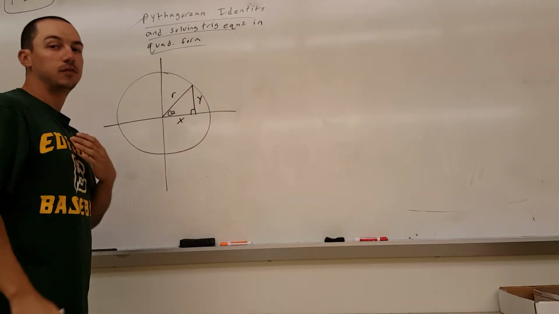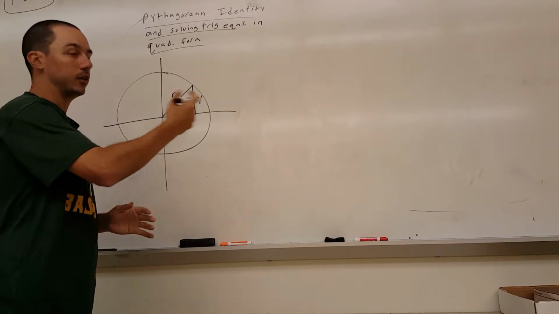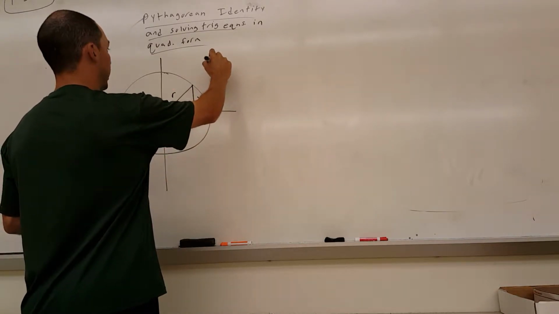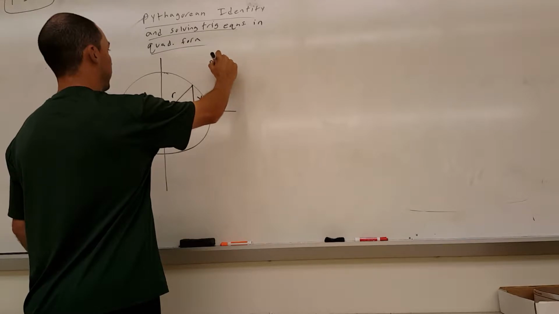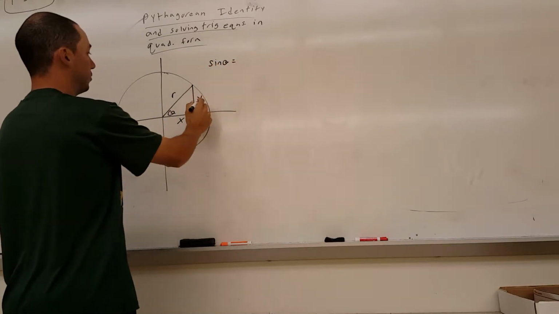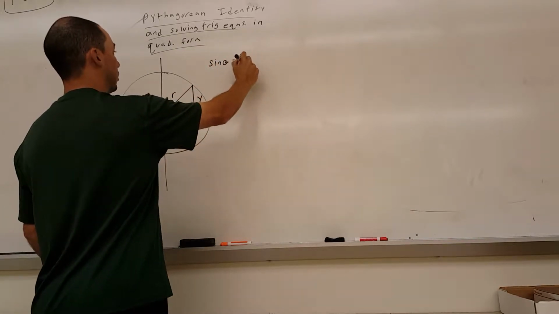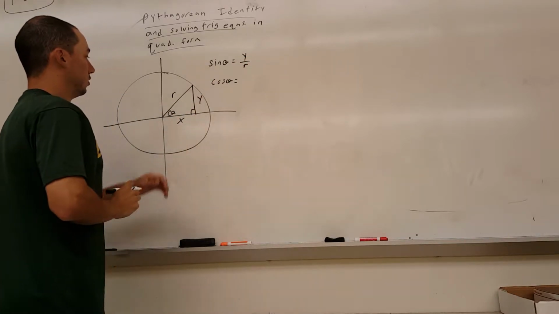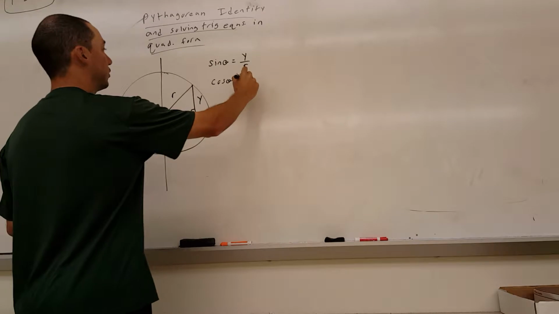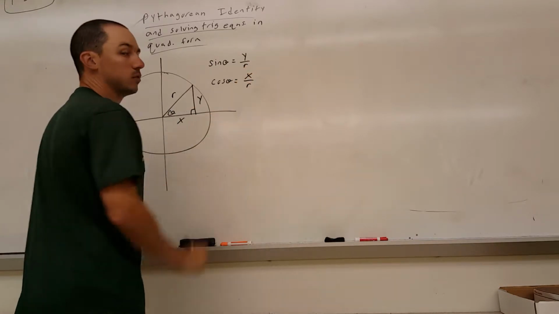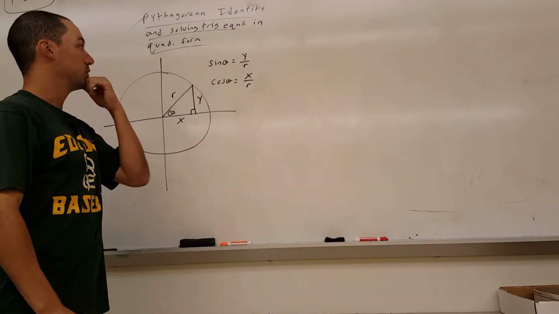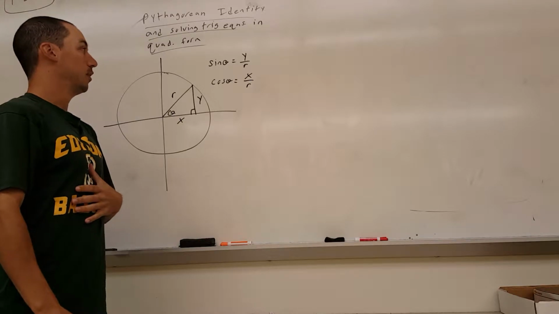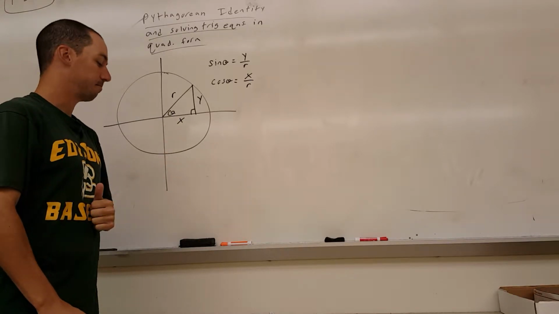Okay, now our trig definitions, we saw at the very beginning of the year. We had sine of theta is equal to the opposite over the hypotenuse, or y over r. The cosine of theta is equal to the adjacent over hypotenuse, or x over r. We're going to start with just those two, and those are just definitions we had at the very beginning of the year.